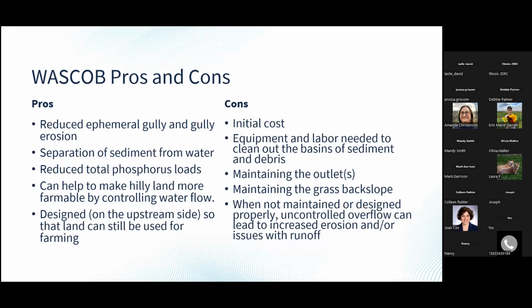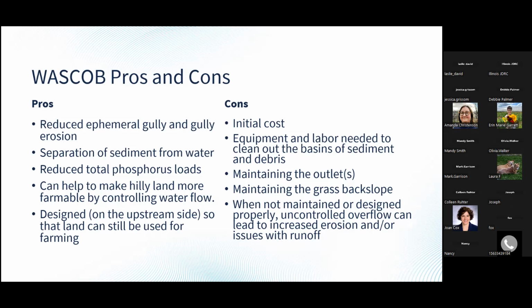So there's also a list of pros and cons to consider for the adoption or implementation of WASCOBs. For pros, those can include reduced gully erosion and formation, the separation of that sediment from the water, and then reduced total phosphorus loads. They're able to make hilly land more farmable by controlling the water flow. And when they're designed on the upstream side, that land can still be used for farming.